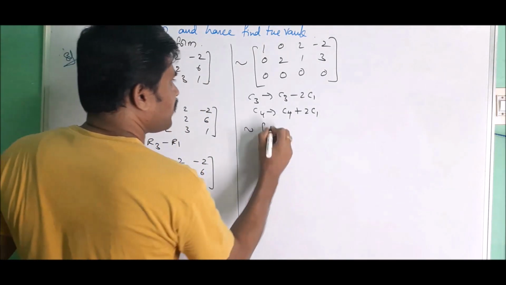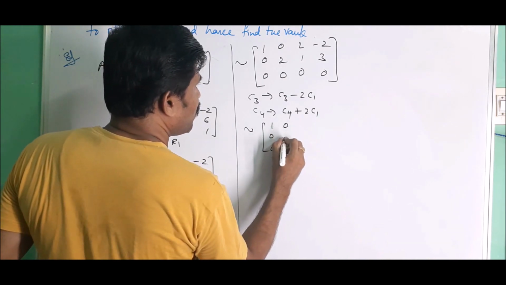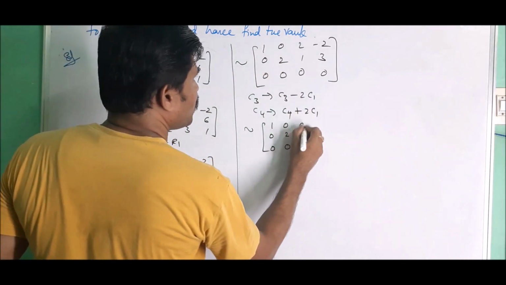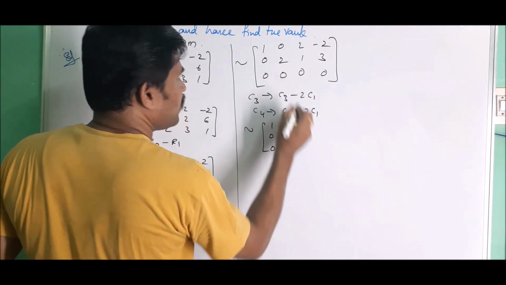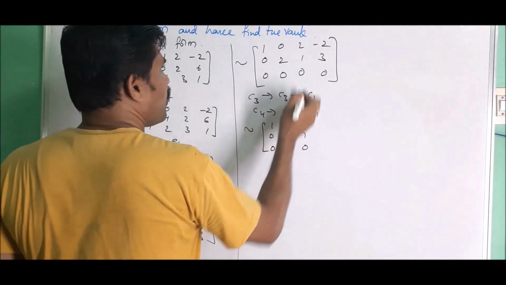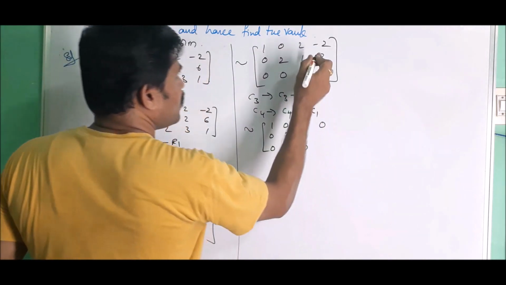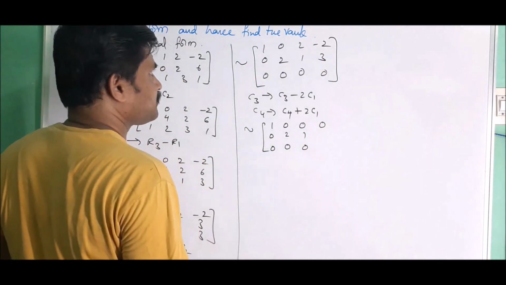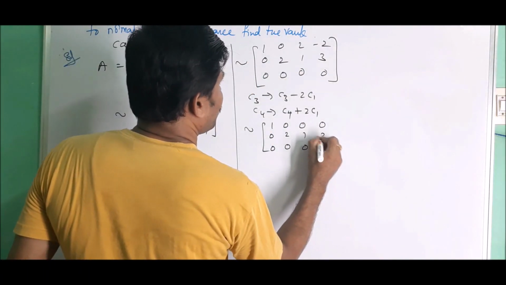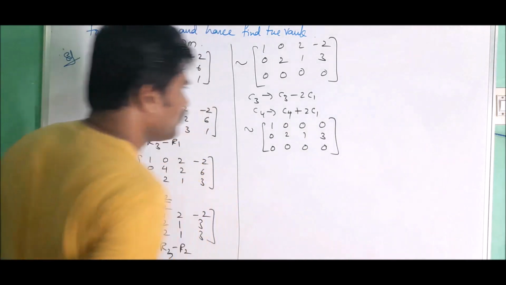Now the result matrix is 1, 0, 0. Second column does not change. Third column: 2 minus 2 is 0, 1 minus 0 is 1, 0 minus 0 is 0. In the fourth column: minus 2 plus 2 into 1 plus 2 is 0, 3 minus 0 is 3, 0 minus 0 is 0, plus 0.